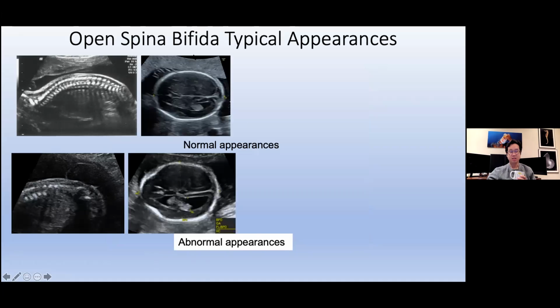Another image here of the head: normal head circumference plane appearance, CSP in the anterior head there, midline falx, ventricles are not dilated. Okay, what's wrong with this one? Well, you have this lemon appearance of the skull. The ventricles are dilated. They're over 10 millimeters, right? The third ventricle is also dilated.